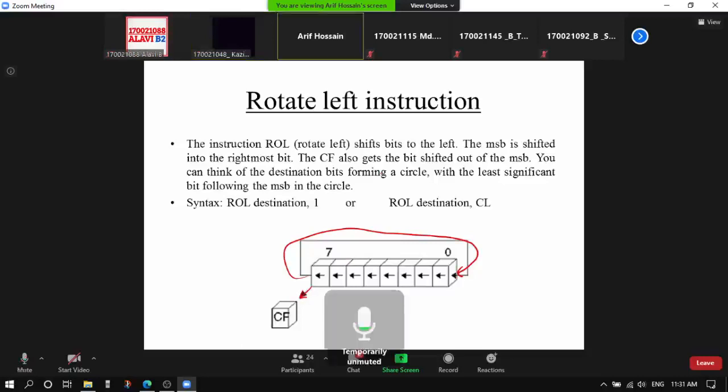Yes, sir. So see the syntax and everything. The syntax is rotate left, destination and 1. If you want multiple rotates, then destination and CL.